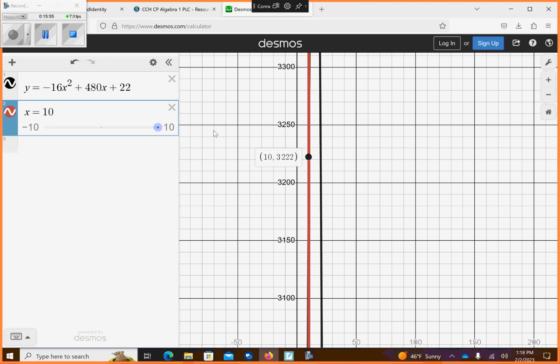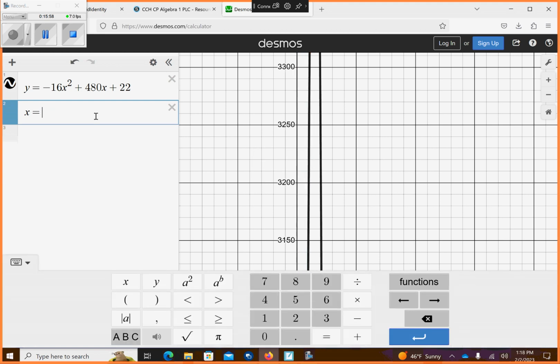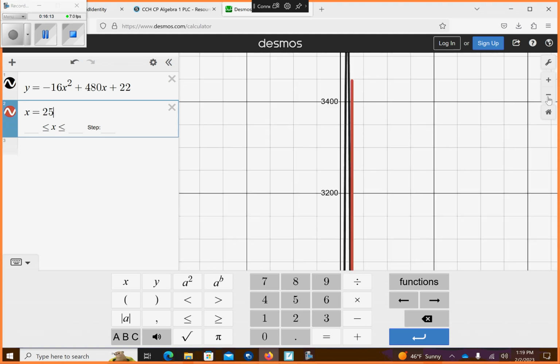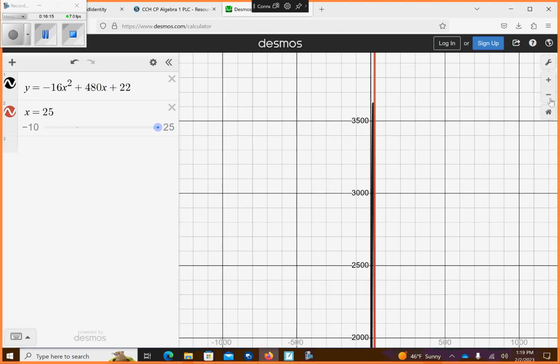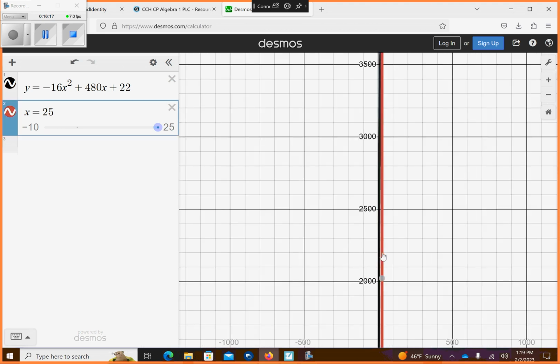And then at 25 seconds, so at 15 seconds, I'm at my max. So what do we know at 25 seconds? Is it lower or higher than our max? Lower, because it's come back down. Okay, so then I need to zoom out on this. So at 25 seconds, we are coming back to the ground. We are 2,022 meters off the ground.